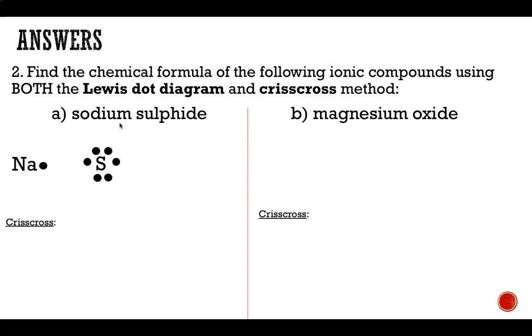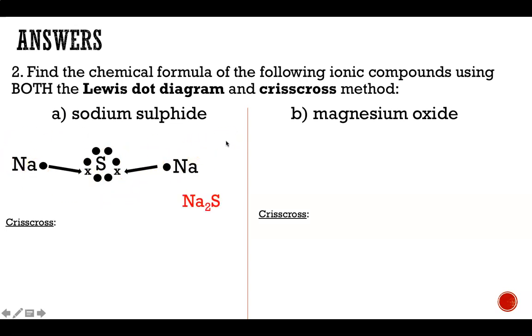Now sodium's going to want to give away that electron to sulfur, like so. And now sodium's happy. Sulfur is not quite happy. It has 7 valence electrons now, but it wants 8. Remember, it wants to be stable. It wants that complete outer shell. So we need to add in another sodium so that it can fill that spot there. So now all of our ions are happy.